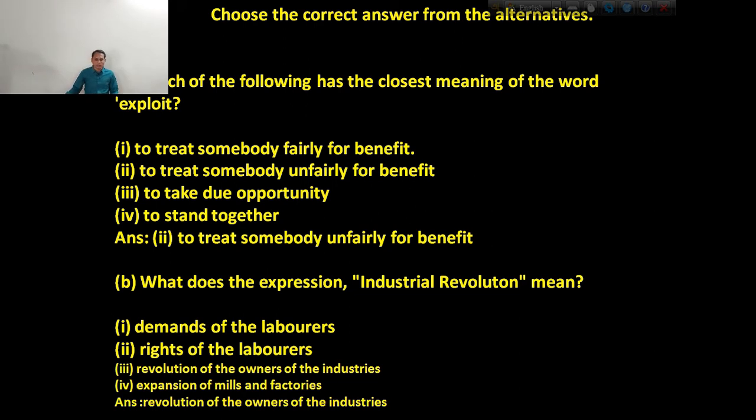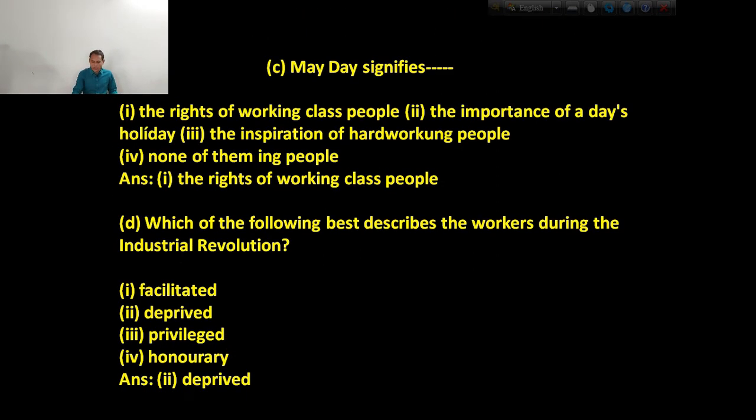Our second one is, what does the expression industrial revolution mean? What do you mean by industrial revolution? Demand of the laborers, right of the laborers, revolution of the owners of the industries, expansion of mills and factories. Here the answer is expansion of mills and factories.